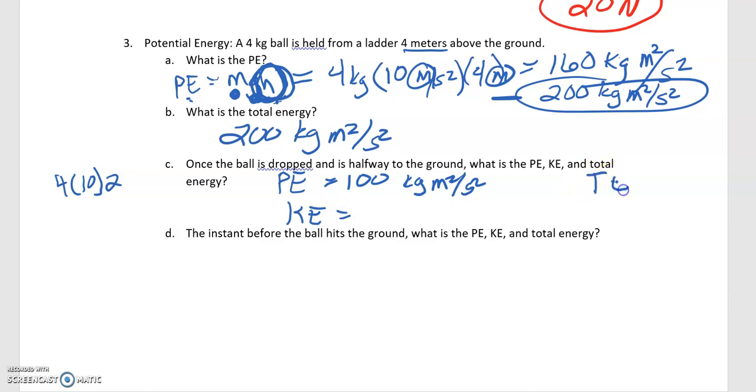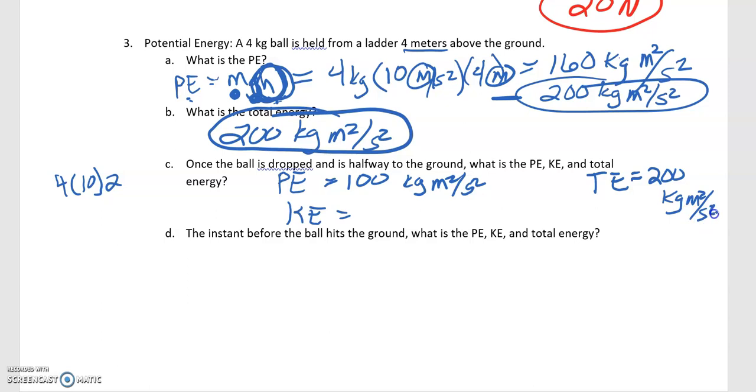Okay, now the kinetic energy and the total energy. Well, the law of conservation of energy tells us that energy can't be created or destroyed, so our total energy still has to be 200. That can't change. Well, if only 100 of it is potential energy and we need 200 total, that means the missing portion has to be in kinetic energy. So we don't actually have to use the kinetic energy formula with our 1/2 mv squared. We can just use the law of conservation of energy. I need 200 total, I only have 100, so my missing portion has to be 100, and that would all be in kinetic energy.